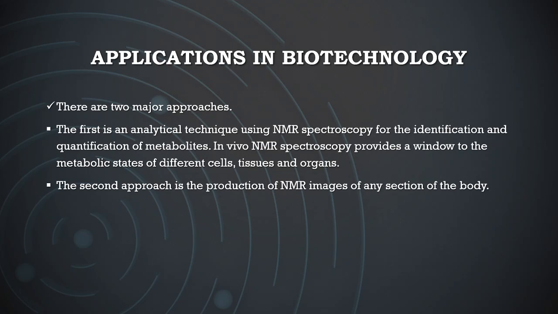There are two major approaches. The first approach is an analytical technique using NMR spectroscopy for the identification and quantification of metabolites in cells, tissues, and organs. In vivo NMR spectroscopy provides a window to the metabolic states of different cells, tissues, and organs. The second approach is the production of NMR images of any section of the body.